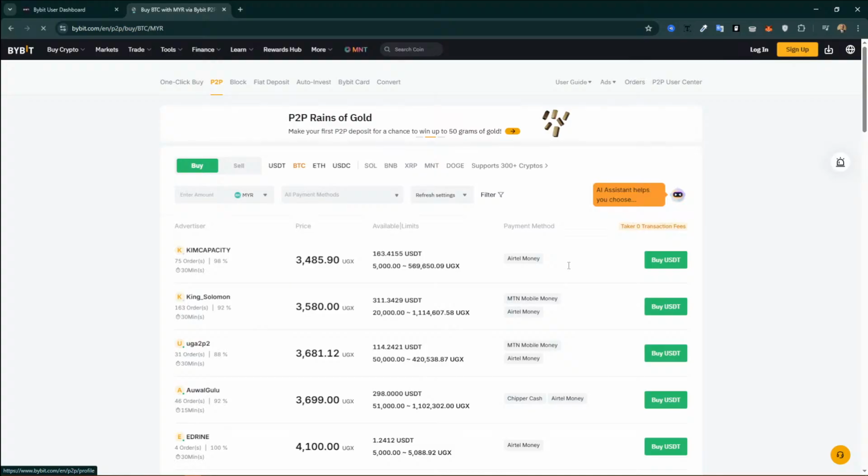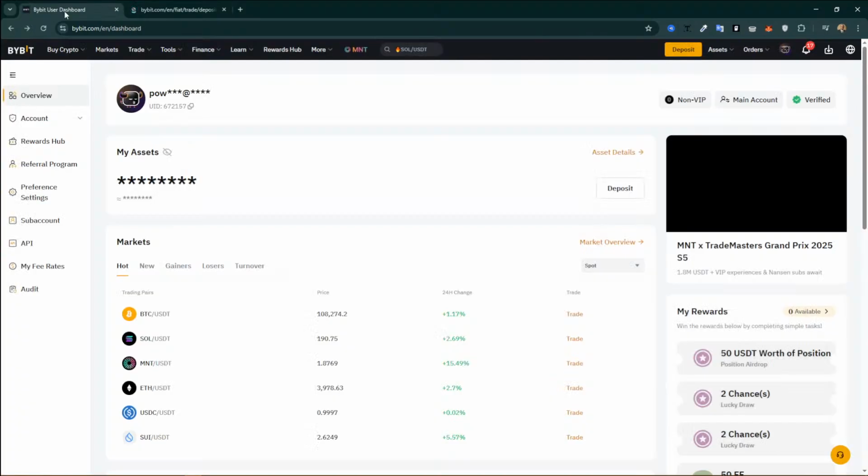So I think Bybit has brought everything right here, all the payment methods on this screen. We have so far looked at two ways to deposit crypto: depositing crypto directly from your other wallets, and using the P2P or peer-to-peer network. Now the third option, which is a little bit tricky, is depositing using mobile money.